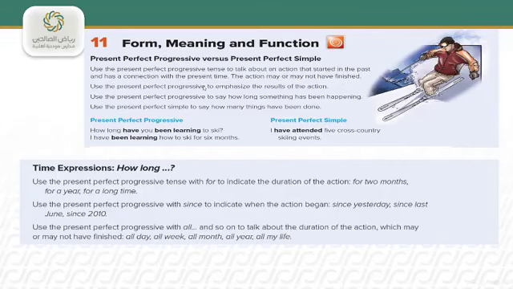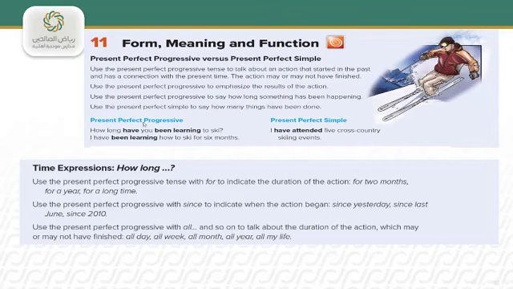Use the present perfect progressive to emphasize the action itself, not its results. Use the present perfect progressive to say how long something has been happening. Use the present perfect simple to say how many things have been done.